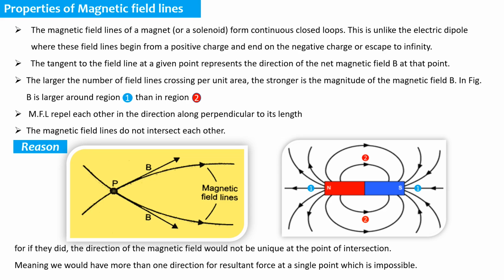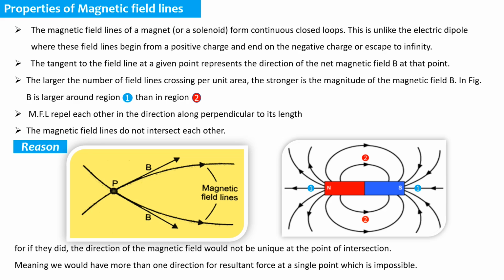So what is the length? The length is here in this direction. So they are repelling each other perpendicular to the length. Okay. Let us go for another very important property. Magnetic field lines do not intersect each other. Okay. Do not intersect each other.